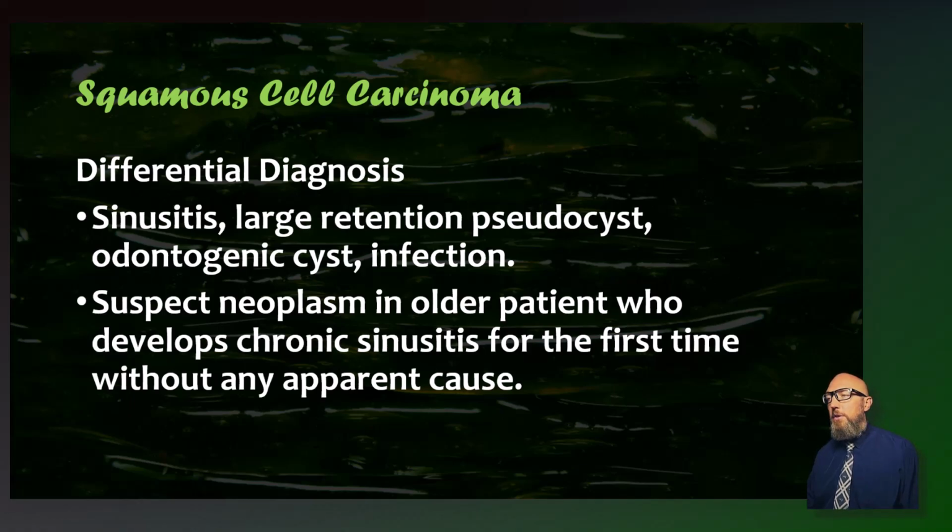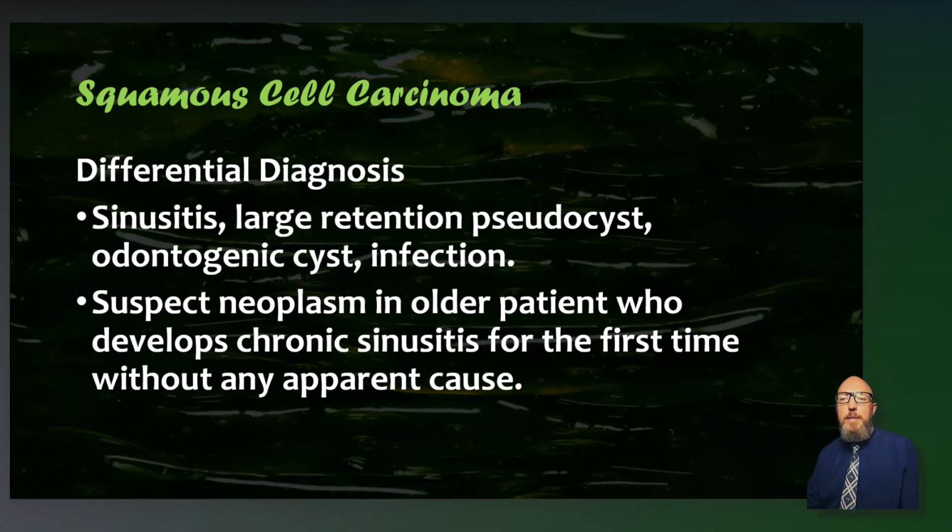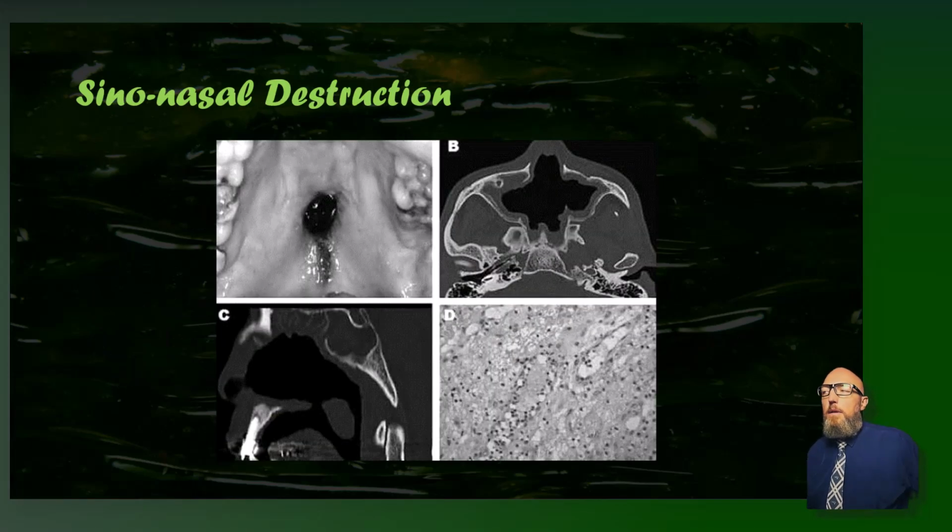A large retention pseudocyst is usually going to have more of a nice dome shape, and not continue to grow. Watch for that sinus destruction. Odontogenic cysts and infection could be confused with the carcinoma. And then here's the clinical pearl to carry. If you suspect a neoplasm in an older patient who develops chronic sinusitis for the first time without any cause, be wary of that. And now I want to do a brief note on sinonasal destruction.